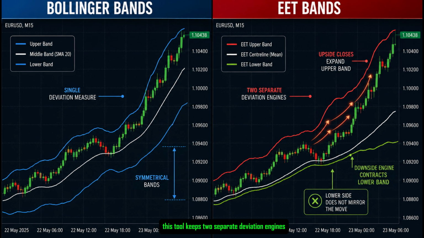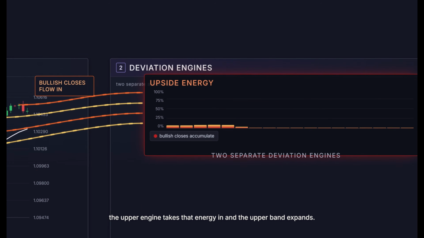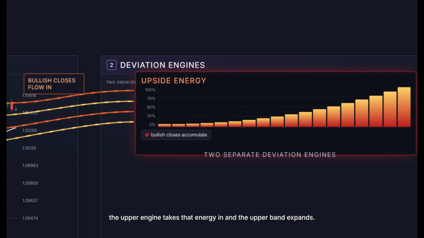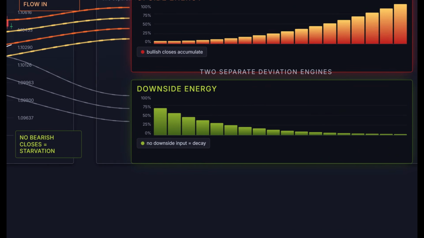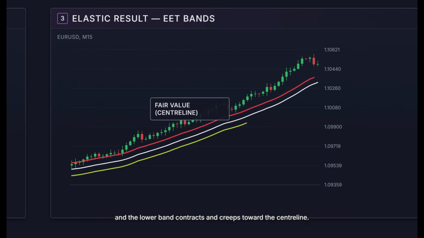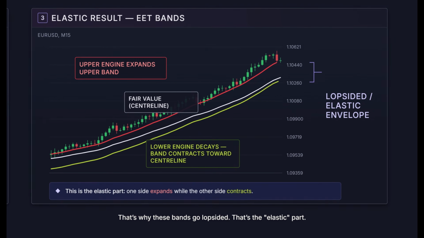This tool keeps 2 separate deviation engines. One accumulates only the bars that close above the center line, the other accumulates only the bars that close below it. When price pushes above fair value, the upper engine takes that energy in and the upper band expands. Meanwhile, the lower engine is getting nothing, so it decays and the lower band contracts and creeps towards the center line. That's why these bands go lopsided.